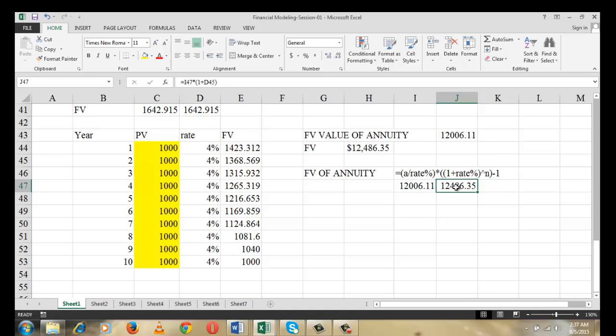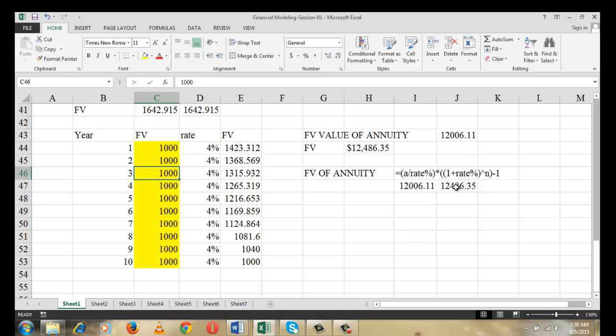We can determine the future value of money, we can determine the present value of money. Suppose there is someone who promised me that he'll give me 1,000 rupees every year for the next 10 years. So suppose now the 1,000 rupees become the future value of annuity, where somebody promised me that he's going to give me 1,000 rupees every year.